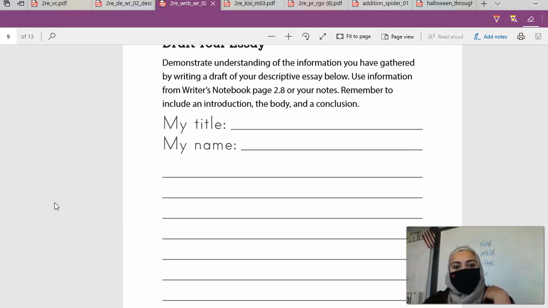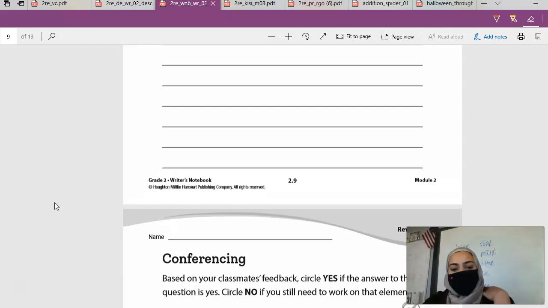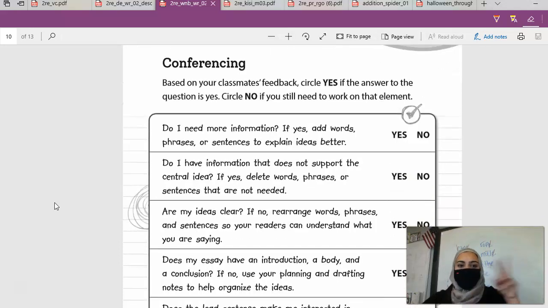Okay. Now that we're done writing our draft, it's not really our final draft because now we have more steps. We have conferencing, revising, editing, and then publishing. So we have 4 more steps actually. So now that we did our draft, we're going to talk about conferencing.